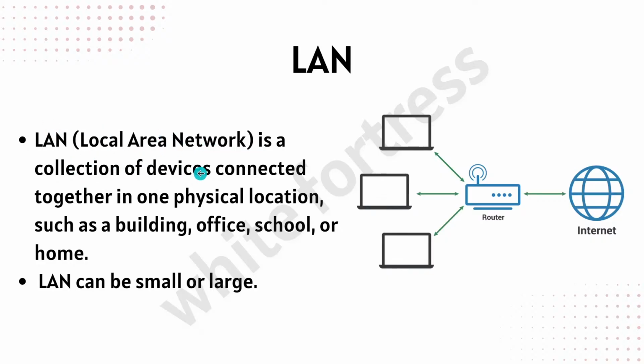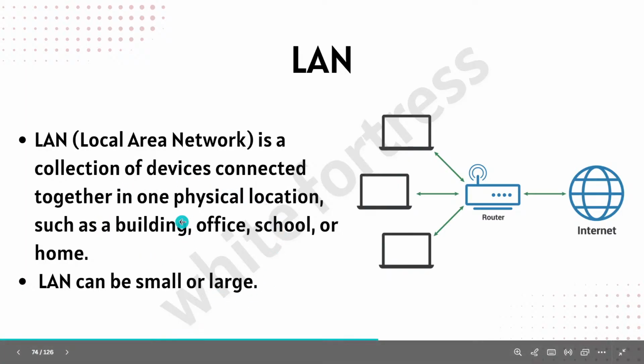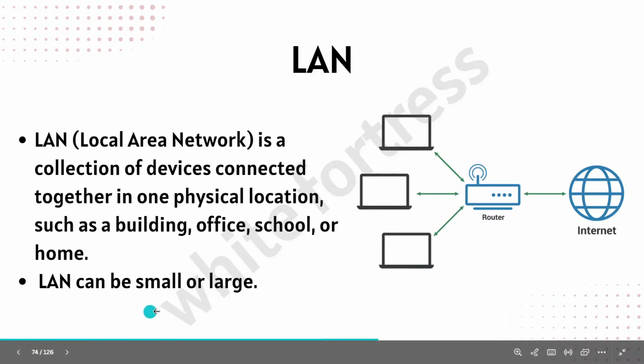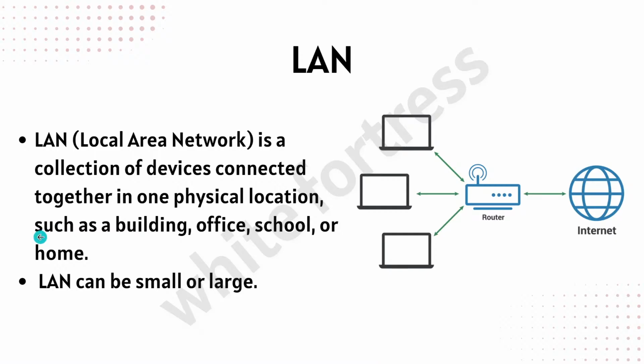So LAN is a connection of devices connected together in one physical location. For example, a building, office, school, or home. So LAN can be as large as your full building with all the devices connected to each other, and as small as a small office network or small home network, where only 5 or 6 devices are connected with each other. So that is your LAN.